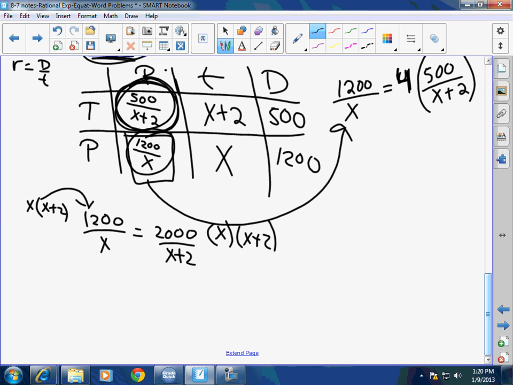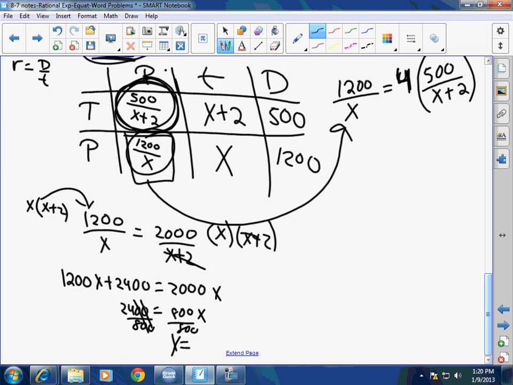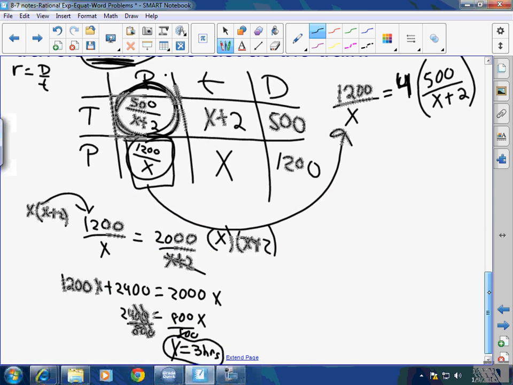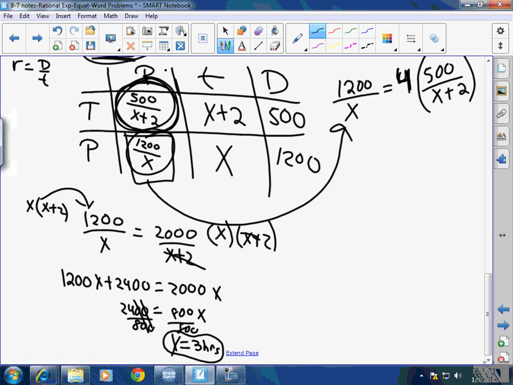So when I multiply to this, the x is canceled, so I'm going to have 1200x plus 2400 equals, these guys cancel, 2000x. So when I subtract, 2400 equals 800x, divided by 800, x equals 3 hours. Okay, now, what were they looking for, though? They want to find the speed, okay? So now we're going to plug this in. We got to plug in the x is 3.